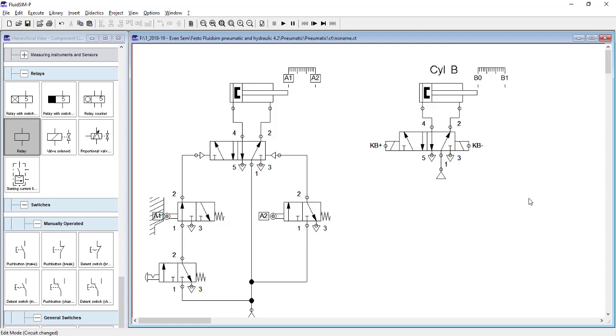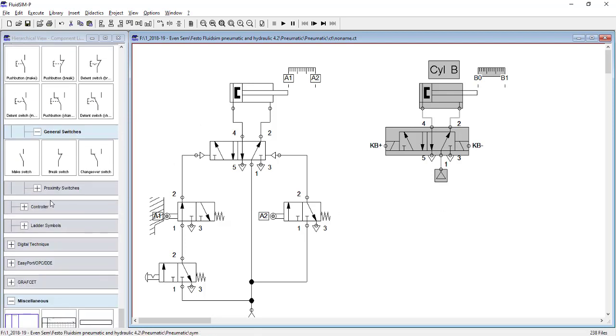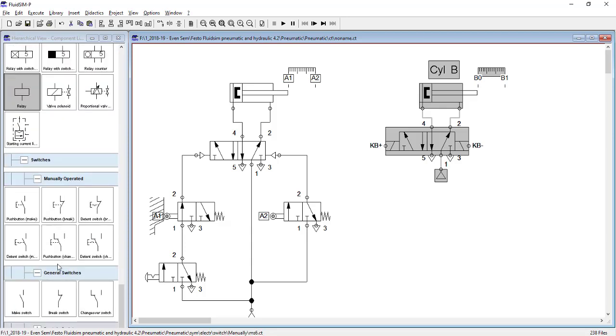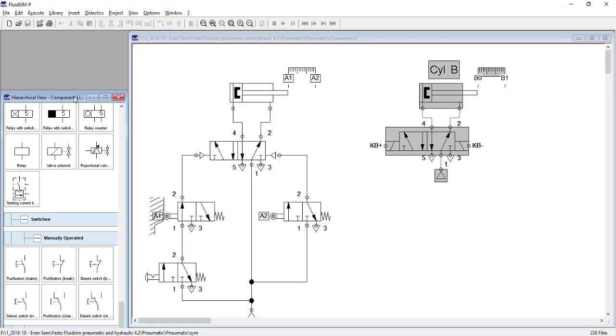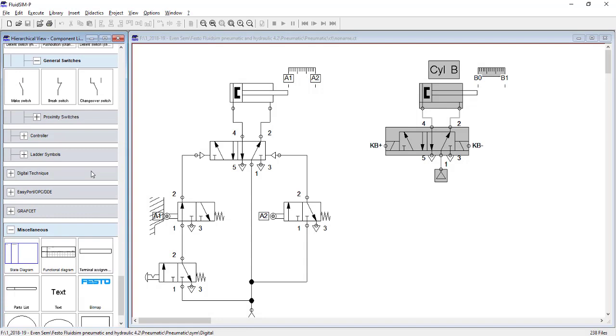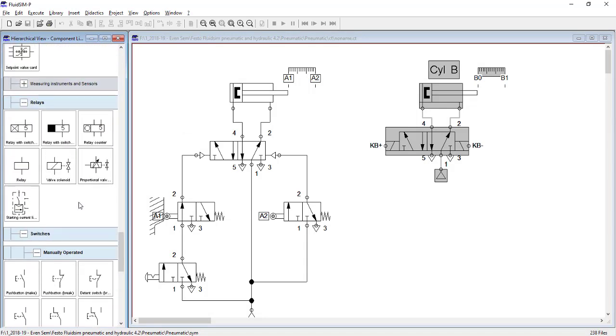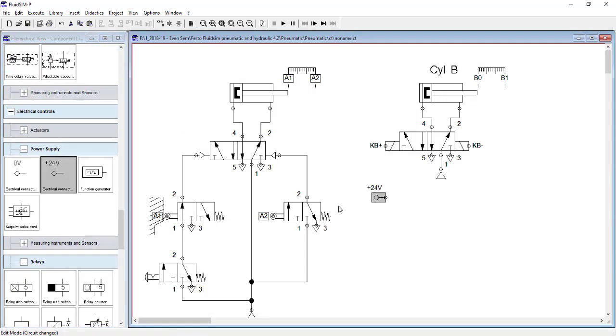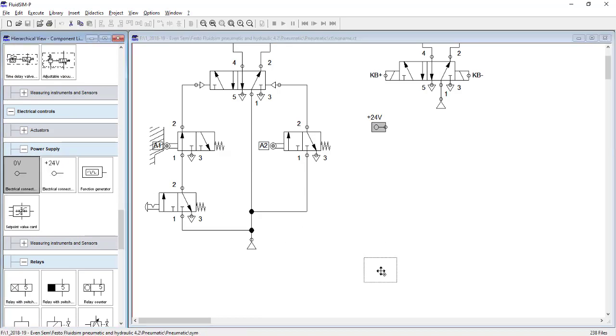Now I will draw the complete electrical part right now. I will explain it to you afterwards. First I will just draw it to explain to you how this system works, how there is a pneumatic circuit, how there is an electrical circuit. I will explain how to draw the electrical circuit afterwards. Right now I will just draw it. So over here, first of all I will need 24 volt. So here is my 24 volt, here is my 0 volt.